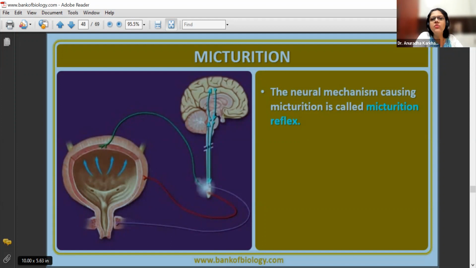The sphincters, though they develop during the adult stage, may lose their flexibility because of age. And then even old people sometimes cannot control the urine. Sometimes they also don't understand that they have passed out urine. Okay.